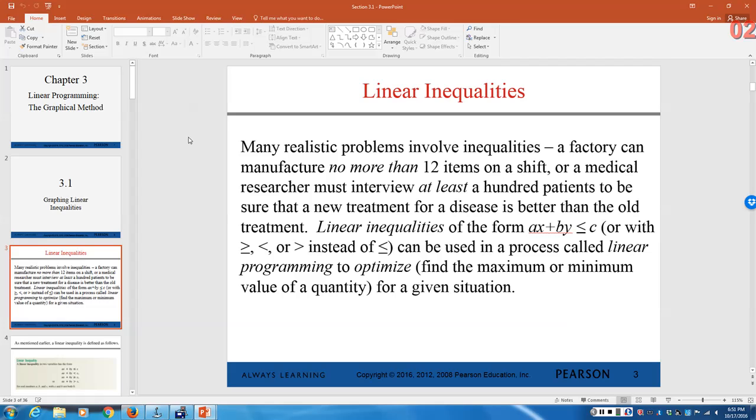So we have linear inequalities of the form Ax + By ≤ C. Or you can replace the less than or equal to with greater than or equal to, or less than, or greater than. Those are used in a process called linear programming to optimize, which means to find either the maximum or the minimum value of a quantity for a given situation.